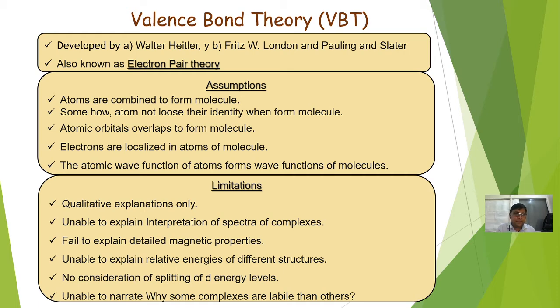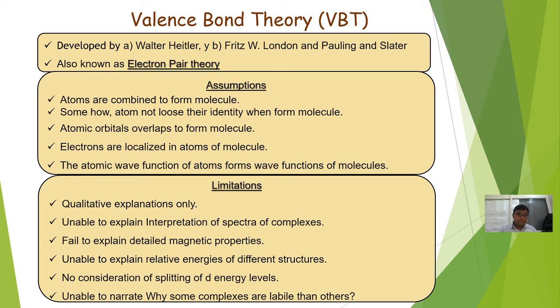Now, let us discuss valence bond theory. Valence bond theory was developed by Heitler and London. These are the two scientists. Then Pauling and Slater extended this theory. Valence bond theory is also known as electron pair theory. Let us see some assumptions of valence bond theory. Atoms are combined to form molecules. Two or more atoms combine to form molecules.